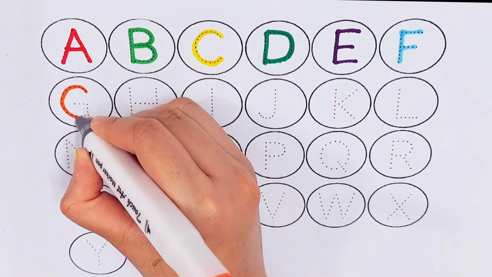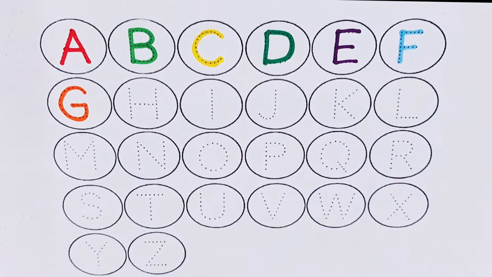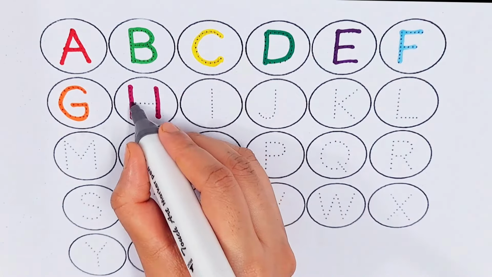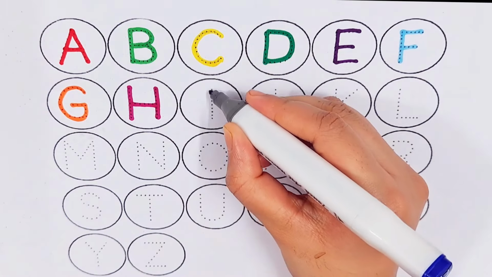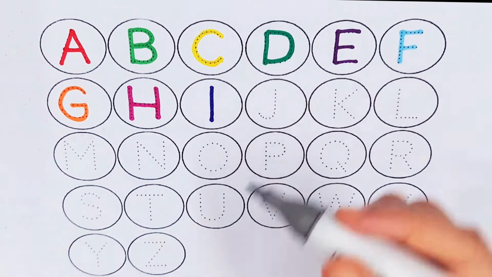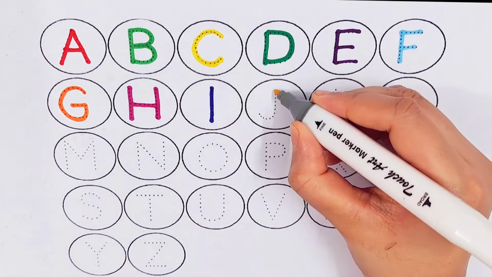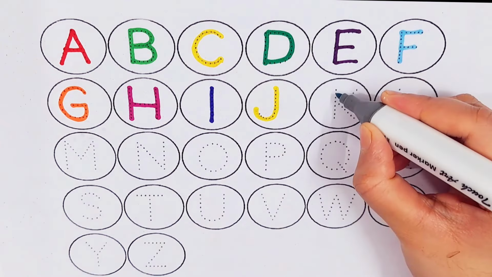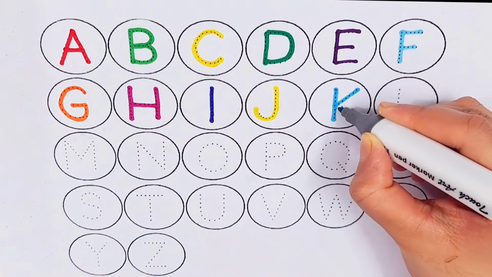G. G for glass. H. H for house. I. I for iron. J. J for juice.